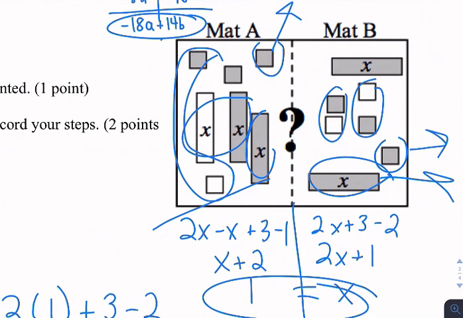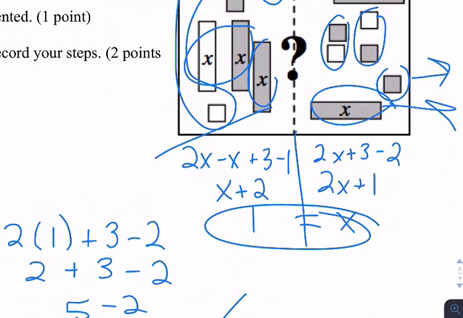When I make my 0 pairs, when I start to simplify, after 0 pairs, I'm left with x plus 2 on mat A, 2x plus 1 on mat B. When I simplified by removing my balanced sets, I got 1 left on mat A and x left on mat B, so x equals 1.